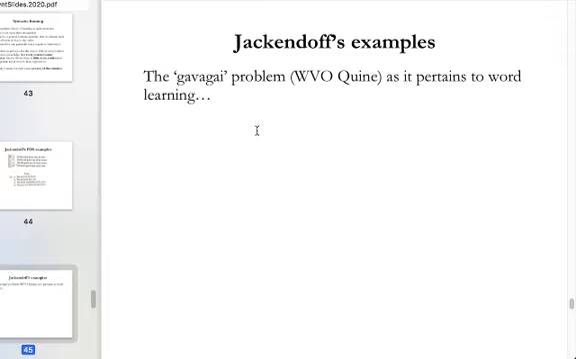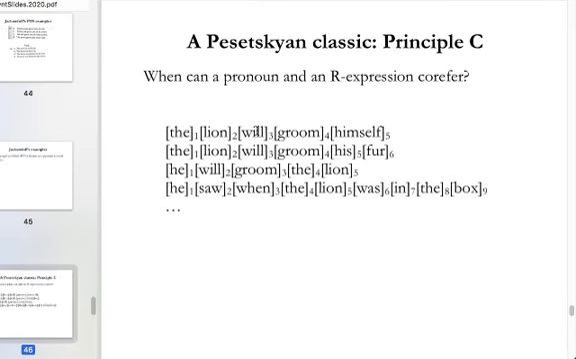We end up having clear, more or less clear word meanings, yet there's no way we could have learned that from the input. That's what the Gavagai problem says. Therefore, we must have come to the problem with some sort of innate bias. All right, so those are some less standard poverty of the stimulus examples. Here's a more classic syntactic one.